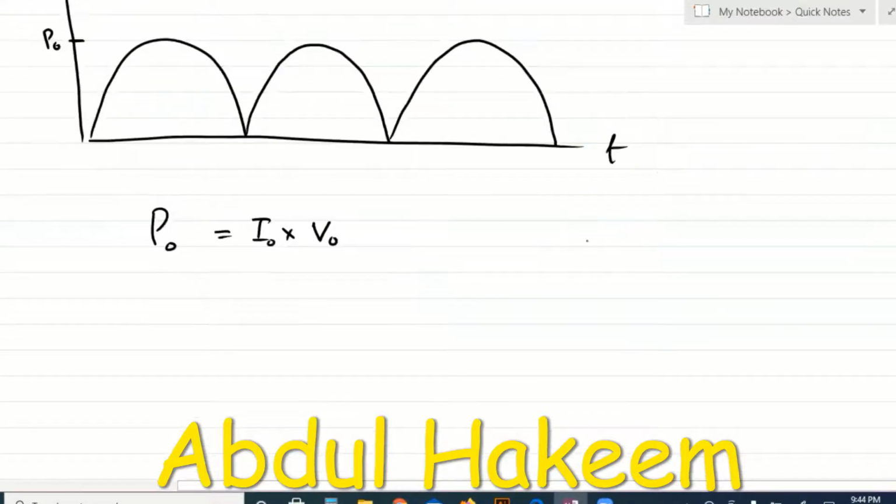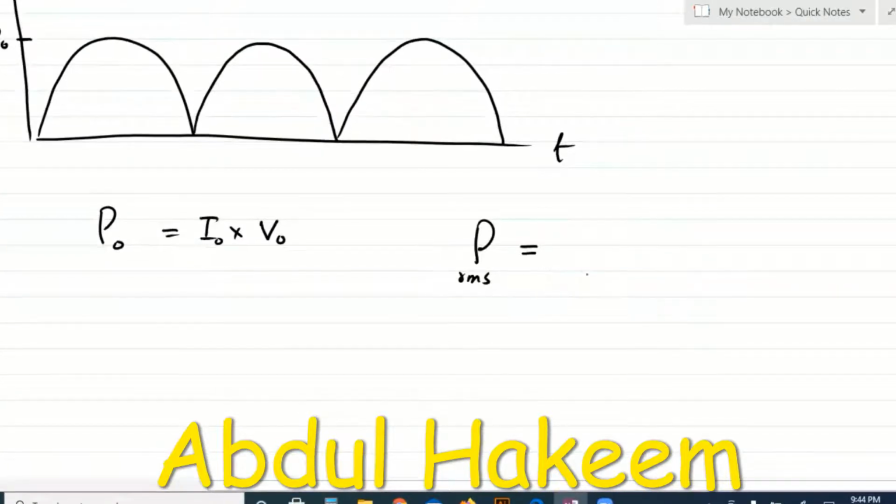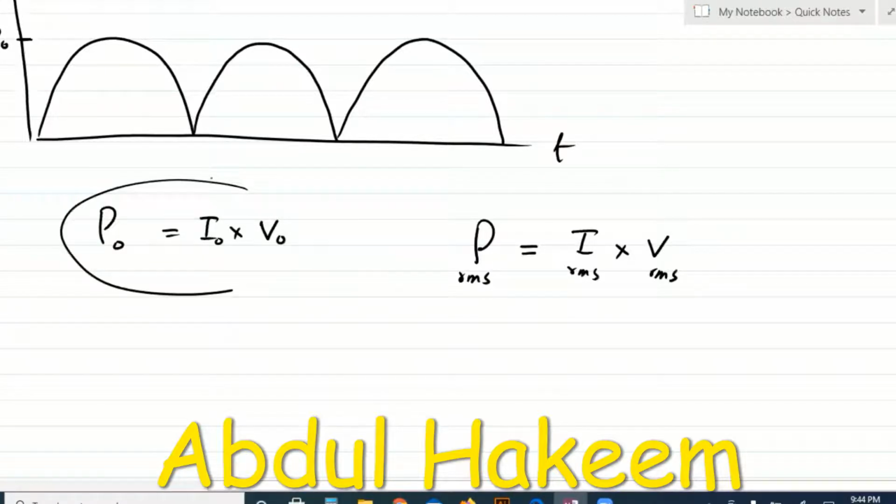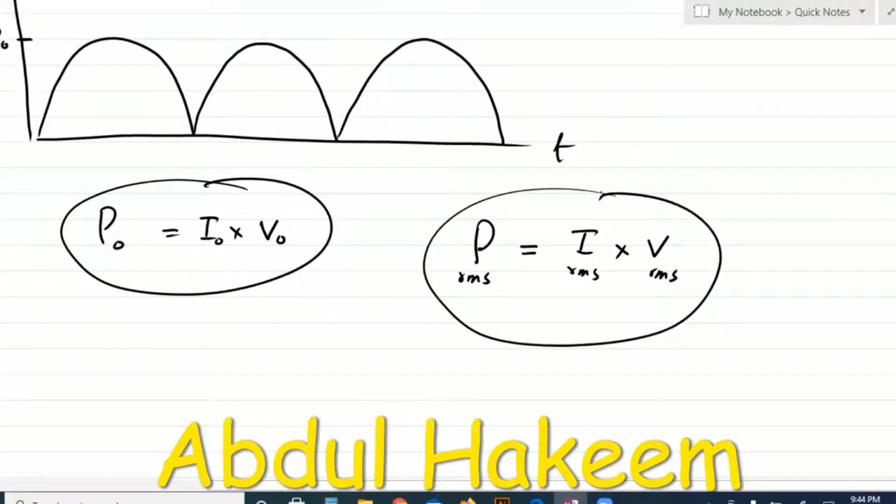But the actual power, which is the RMS power, is the product of I RMS multiplied by V RMS. This is the power which is supplied to the appliance, and this is the power which is dissipated from the appliance. I mean, this is the input and this is the output.